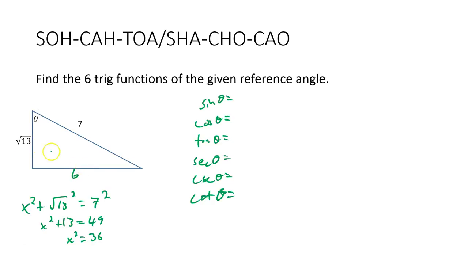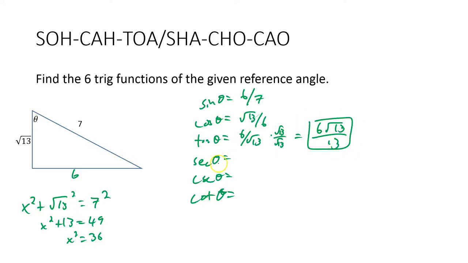So sine, opposite over hypotenuse, 6 sevenths. Cosine, adjacent over hypotenuse, root 13 over 7. Tangent, opposite over adjacent, 6 over root 13. Now, we don't like the root in the bottom. For the quiz, I'm okay with you leaving the root in the bottom because it shows you know the function, but really we should multiply by root 13 over root 13. So that is 6 root 13 over 13.